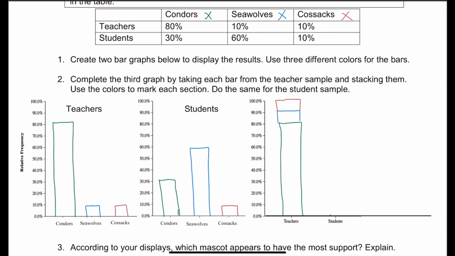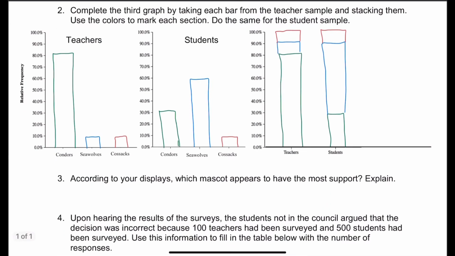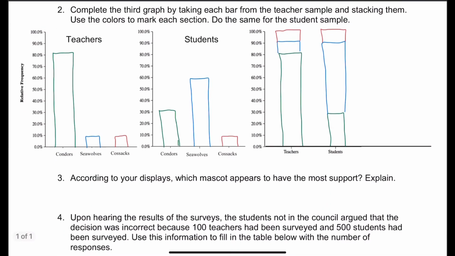Do the same thing for our students. So for our students, we had 30%, so we're going to draw that bar. And then we had 60%, so that will bring us up to 90%. And our final 10 to finish us out. So what we have done is created a stacked segmented bar graph. We are not quite there yet.